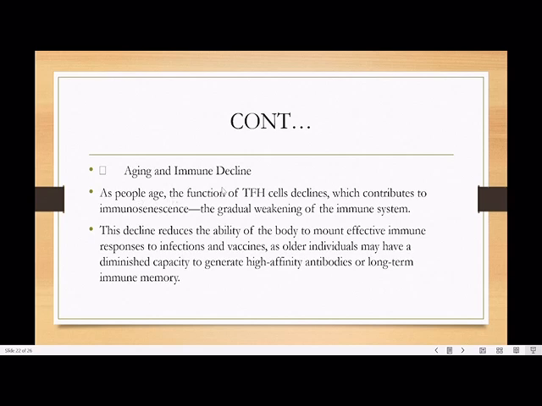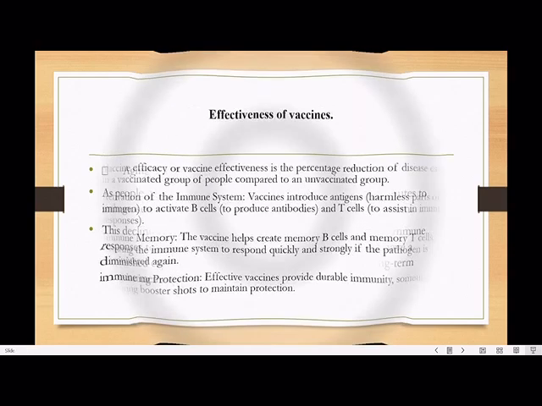As people age, the function of the T follicular cells declines, which contributes to immunosenescence. They create the gradual weakening of the immune system. This decline reduces the ability of the body to mount effective immune responses to infections and vaccines, as older individuals may have diminished capacities to generate high affinity antibody or long-term immune memory.